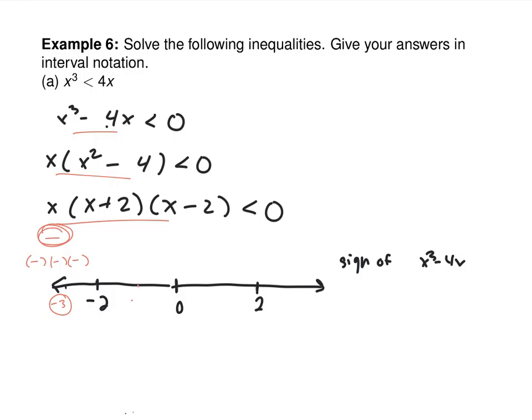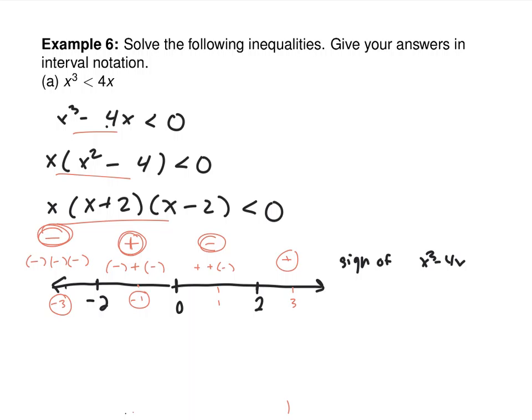If I test negative 1, first factor negative, second factor positive, last factor negative. So overall you are positive on that interval, right? Testing 1: positive, positive, negative, right? So overall you're negative there. And past 2, say testing 3, we're just one big fat plus. Okay.